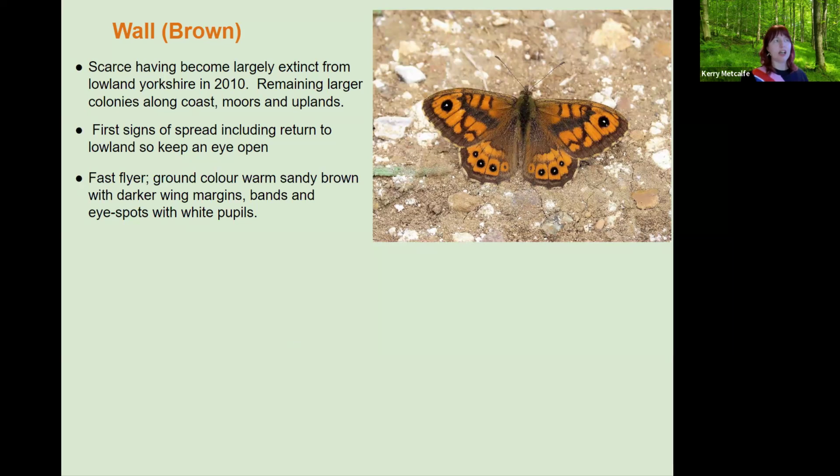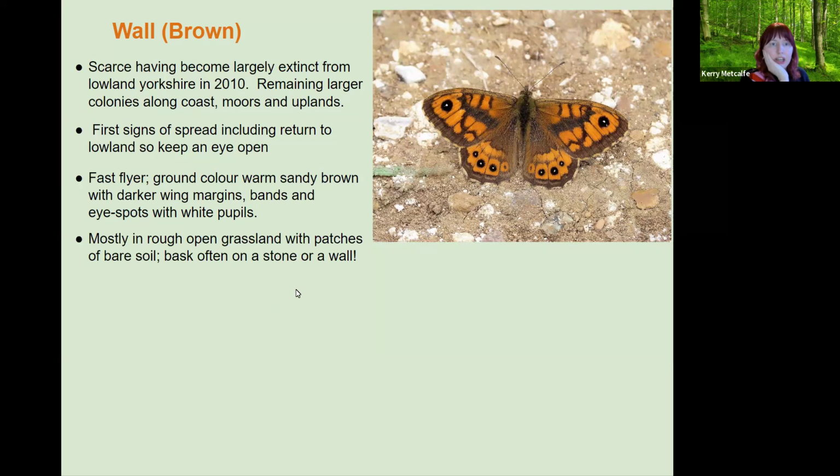Wall are very strong flyers. Often you'll just see a flash of this fantastic orangey brown colour. They're quite distinctive with the eye and those markings. There's nothing really like them apart from the dark green fritillary.